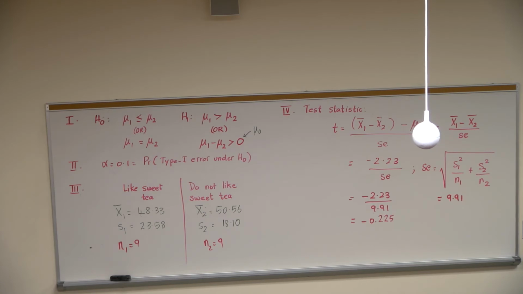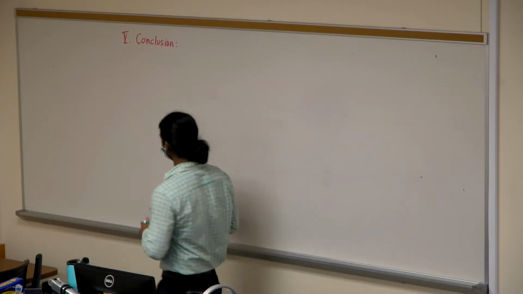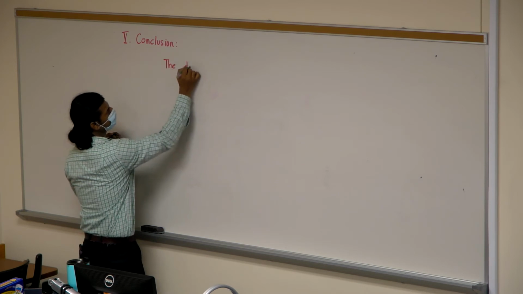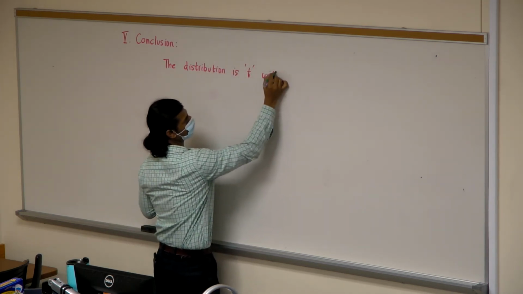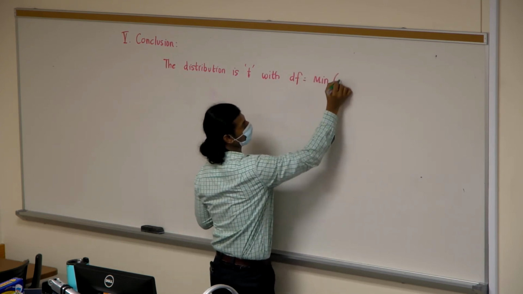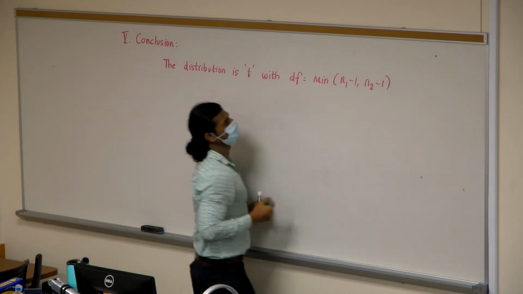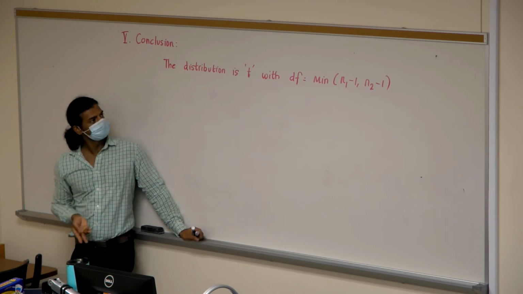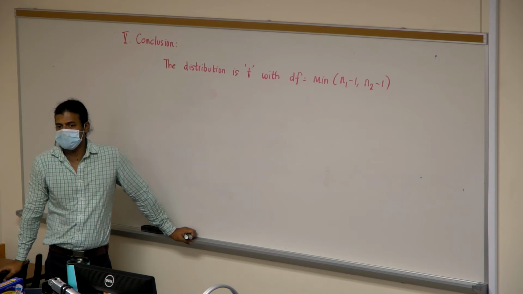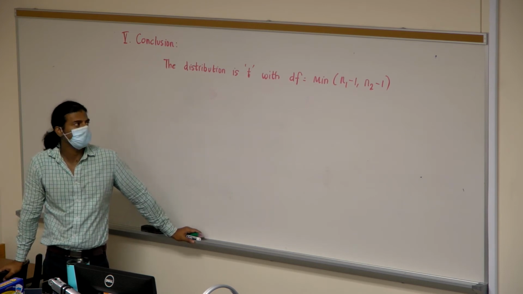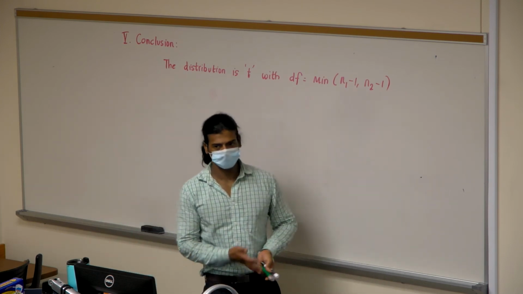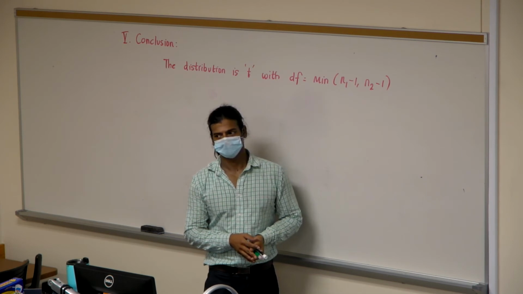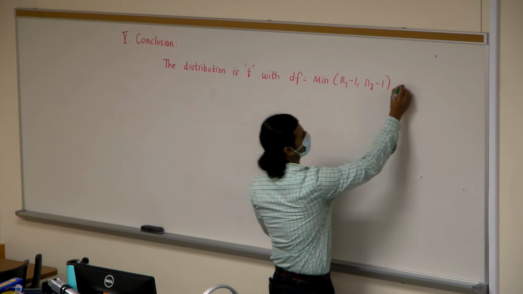So we have the test statistic, and once we have the test statistic, what is the next step? The distribution is T, with df equal to the minimum of n1 minus 1 and n2 minus 1. And we know what n1 minus 1 and n2 minus 1 are. In this case, they happen to be the same. So what is the minimum of 8 and 8? 8. So in our case, it is simply 8.